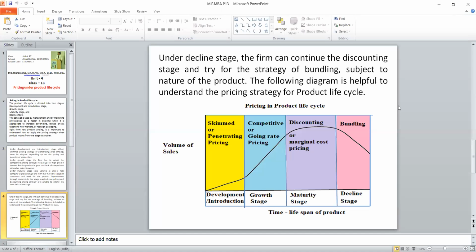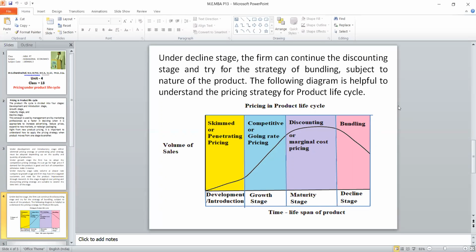So in the initial stage, introductory and development stage, either skimmed price strategy or penetrating price strategy. And in the growth stage, competitive price or going rate price. Going rate price means existing price in the market. The third stage is the maturity stage. Either we go for the discounting price strategy or marginal cost pricing. Finally, combo offer, bundling, or research and development will be there.